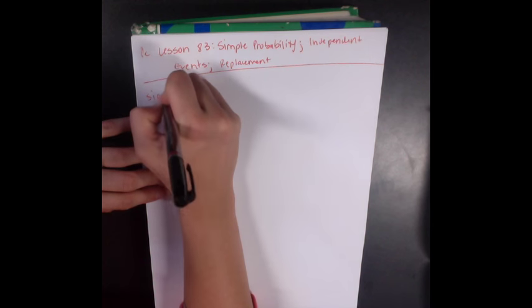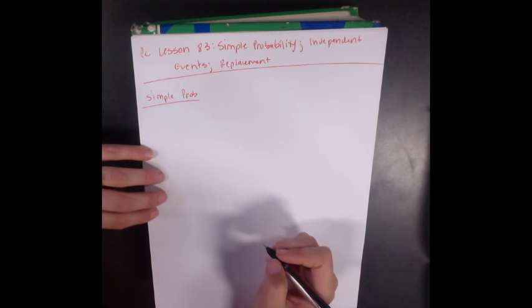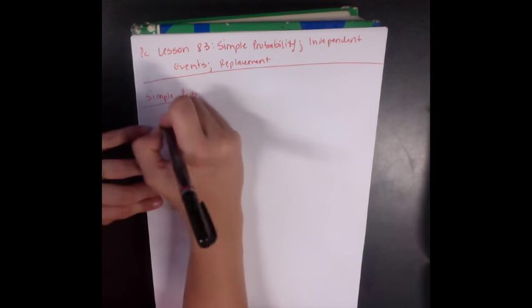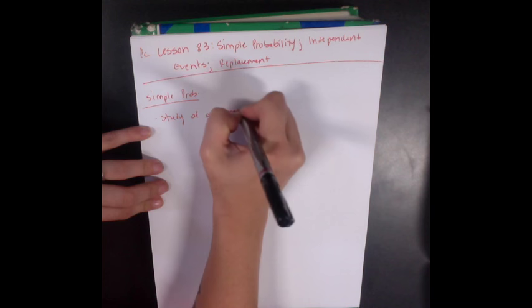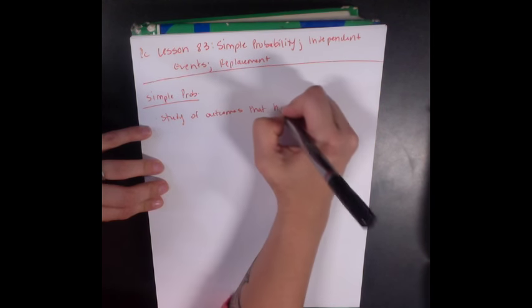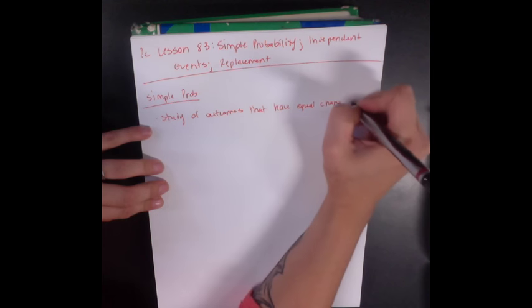Hello! Today we have Pre-Calc Lesson 83, Simple Probability, Independent Events, and Replacement. So let's first do simple probability. Probability is the study of outcomes that have equal chances of occurring.